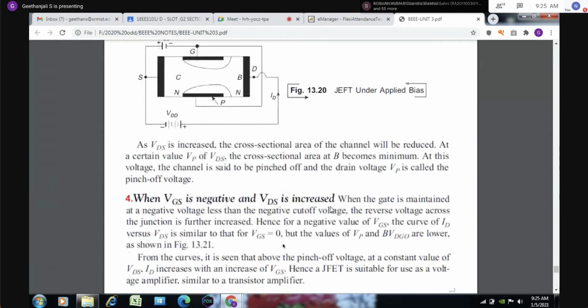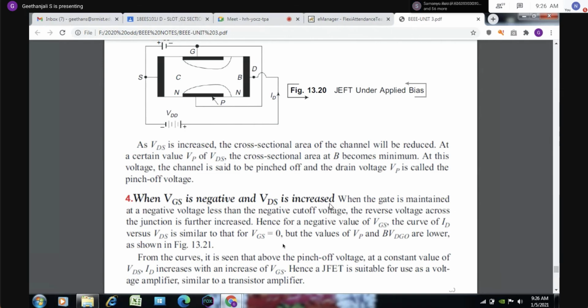As VDS increases, the cross-sectional area of the channel is reduced. At a certain value of VDS, the cross-sectional area of the channel becomes minimum. At this voltage, the channel is said to be pinched off, and the drain voltage VP is called the pinch-off voltage. So during that time, the channel is pinched off, and that voltage is called the pinch-off voltage.